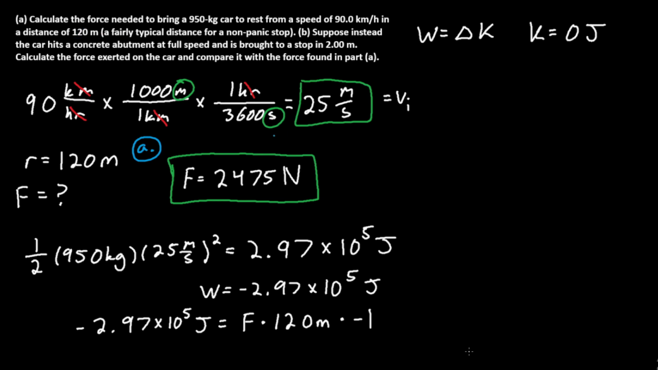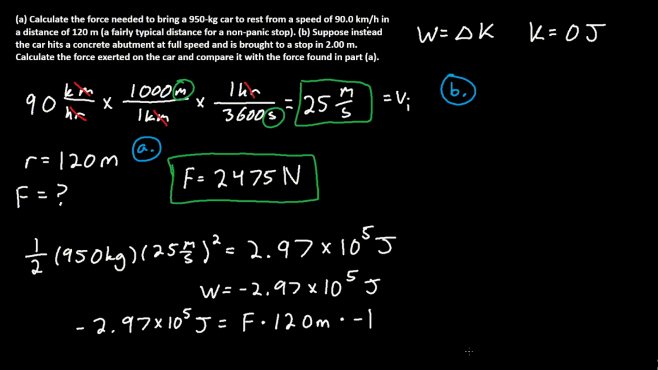within 120 meters. Now, how about this? Suppose instead the car hits a concrete abutment at full speed and is brought to a stop at 2 meters. That's a lot shorter distance, so we're going to expect the force to be a lot greater in order to stop the car, or decelerate the car, a lot quicker. So maybe we could just write that here.